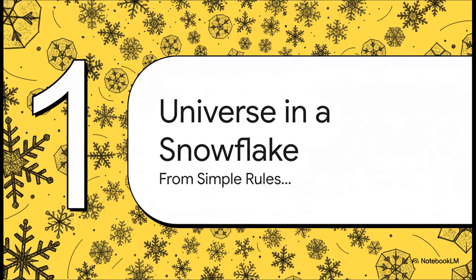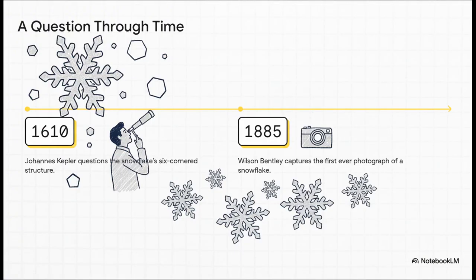Okay, so our journey into this universal rule book starts with something you've definitely seen before, but maybe haven't thought about in this way. We're talking about the snowflake. I mean, people have been obsessed with this question for centuries. You've got the famous astronomer Johannes Kepler way back in 1610 just walking across a bridge. A single snowflake lands on his coat, and he just stops and wonders, why? Why does it always have 6 corners?